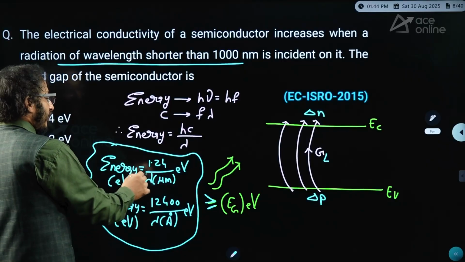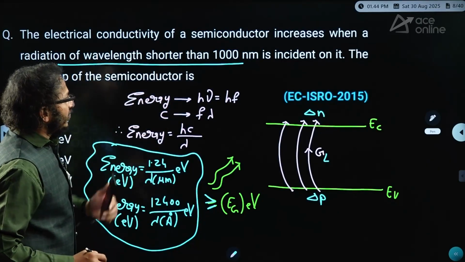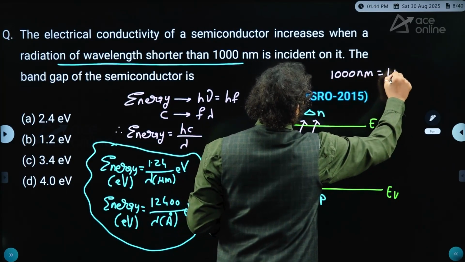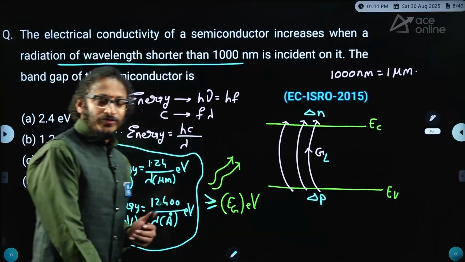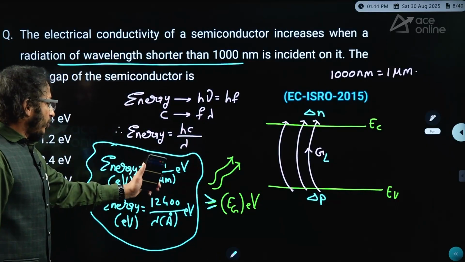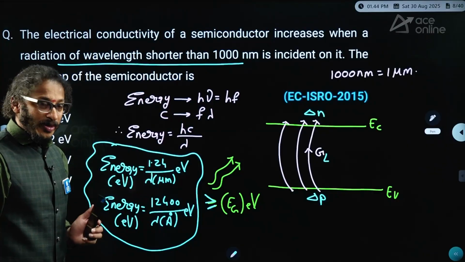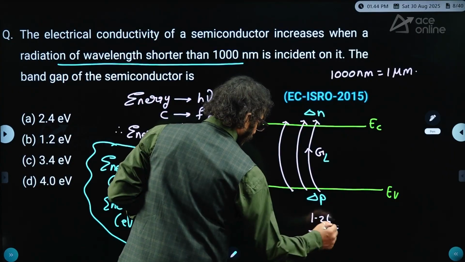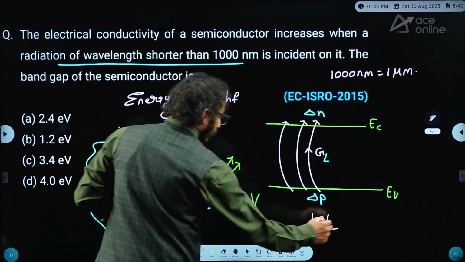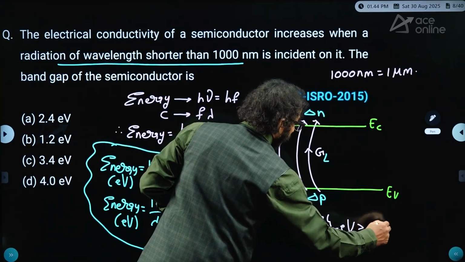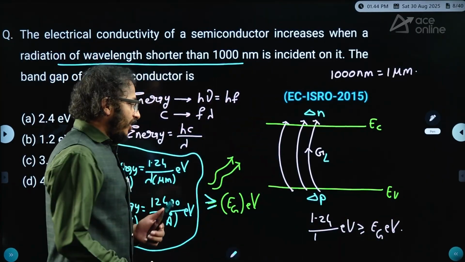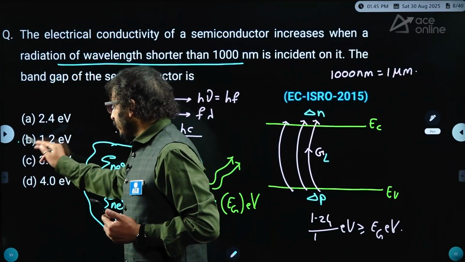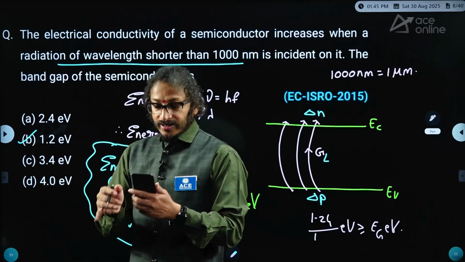Now speak out, guys. Lambda, which is in micrometers, and he has given 1000 nanometers. I hope you know 1000 nanometers is nothing but 1 micrometer. Correct or not? Please substitute over here: 1.24 by 1. Therefore, 1.24 by 1 electron volts is greater than or equal to the energy gap. So the energy gap must be at least 1.24 electron volt. I think this must be right, so about 1.2 electron volt. Option B is apt for the given question.